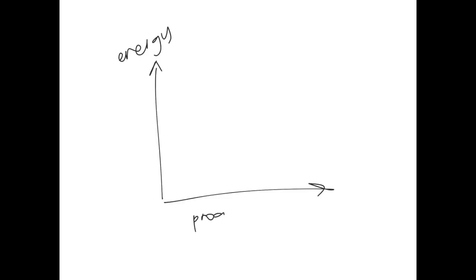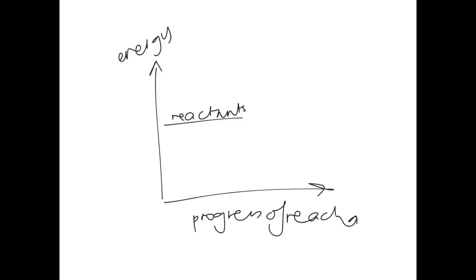I just want to quickly talk you through reaction profiles. So you might end up being given a graph that looks like this, so energy on the y-axis, progress of reaction on the x-axis, and then they could easily give you a level for the reactants, and one for the products. Incidentally, this is an exothermic reaction because we're going down, which means it's a negative enthalpy change.